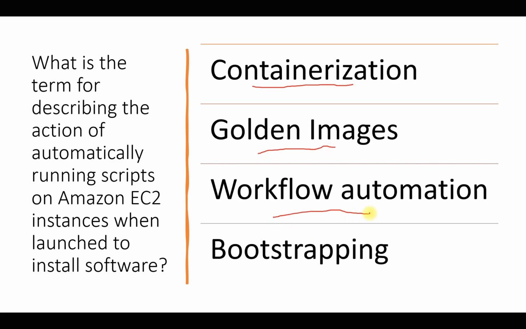If I talk about workflow automation, it's actually a process, or we can say orchestrating automated actions. This is associated with services such as SAP or Puppet, if you have heard about them, or in AWS, it is known as AWS OpsWorks. So that is known as workflow automation.